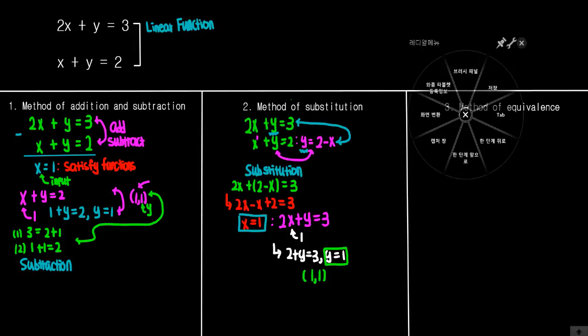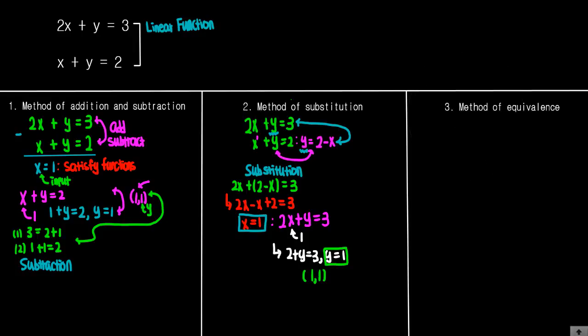Lastly, let's think about the method of equivalence. The most important thing when it comes to solving with the method of equivalence is to make two equations into some specific function. The method of substitution was just making one simple equation into some specific function and inputting it back into the other equation. But in this case, we're making every single equation into a function.